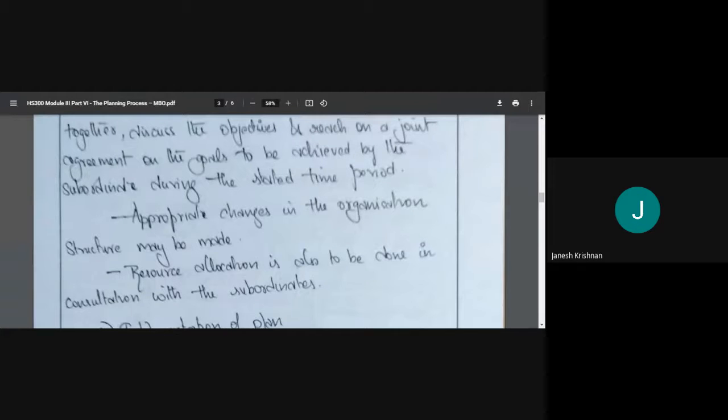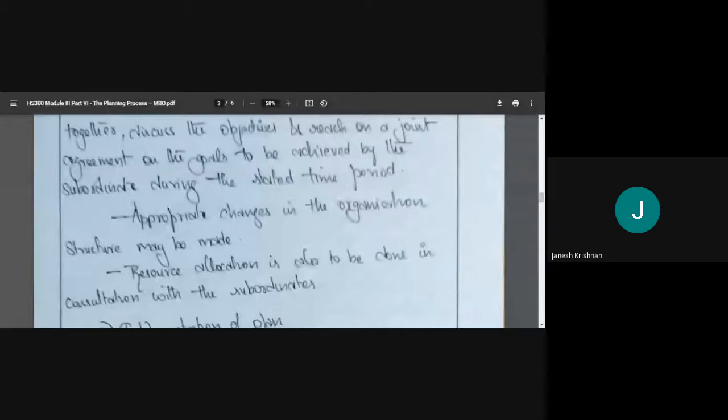Some may go from production to assembly. Some people from assembly may come to production, like that. There will be changes. Finally they will discuss the objectives and decide. Appropriate changes in the organization structure may be made. Some people may come from assembly, some people may go to the assembly, like that changes may be done.